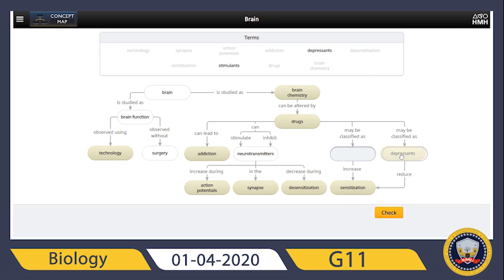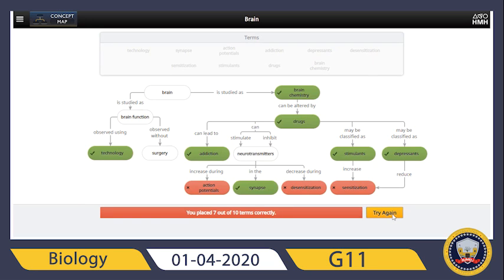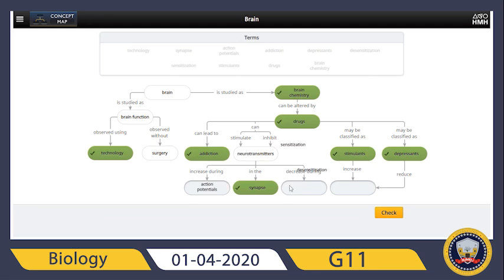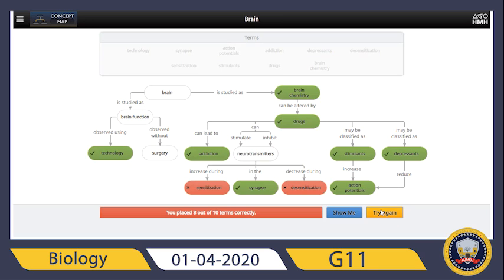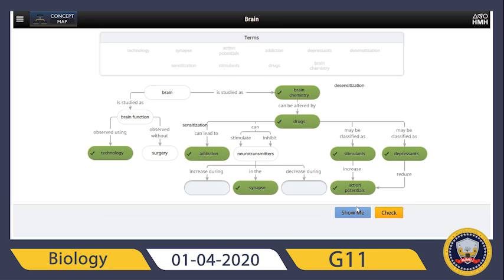The depressants reduce, the stimulants increase. Is it correct? Well, no. Why? Because the neurotransmitters increase during sensitization in the synapse, which decrease during the action potential desensitization. Sorry. Reduce or decrease the action potential during sensitization. It's wrong too.